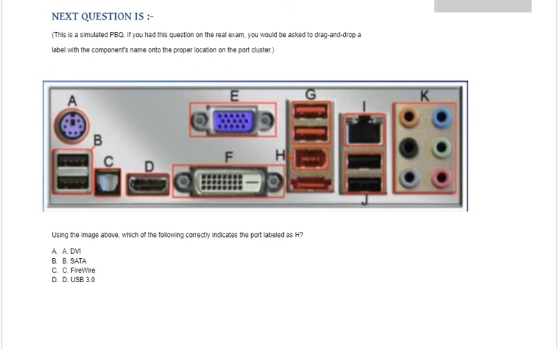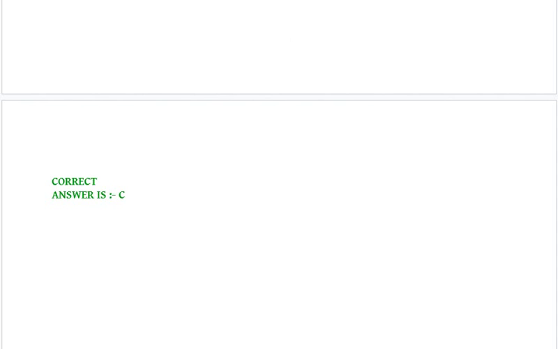Next question is, this is a simulated PBQ. If you had this question on the real exam, you would be asked to drag and drop a label with the component's name onto the proper location on the port cluster. Using the image above, which of the following correctly indicates the port labeled as H? Option A, DVI. Option B, SATA. Option C, Firewire. Option D, USB 3.0. Correct answer is option C.